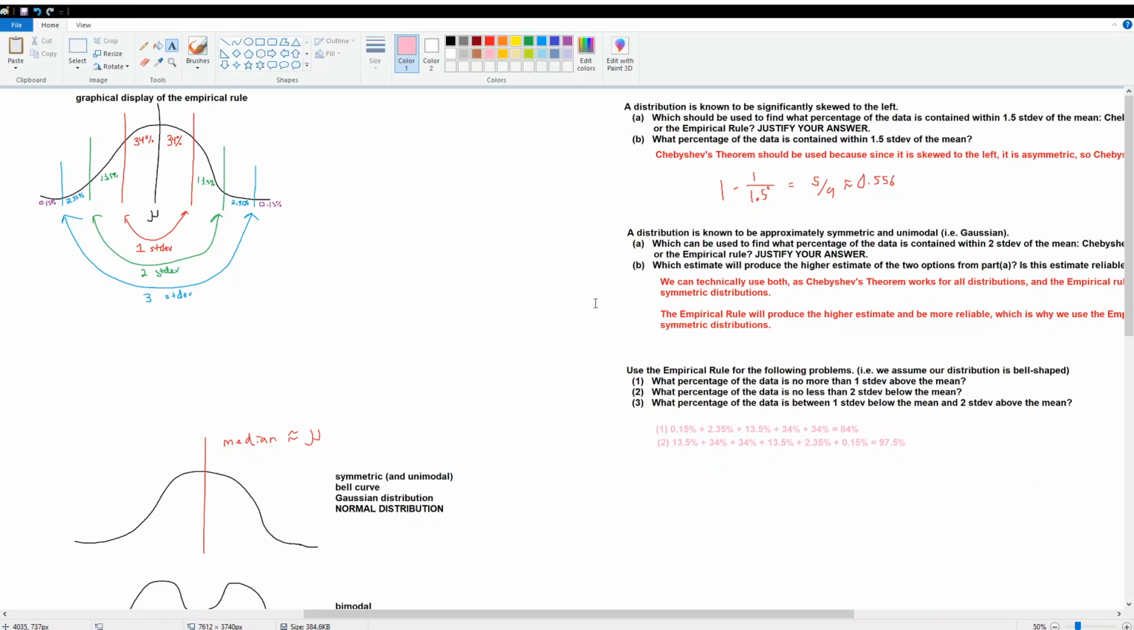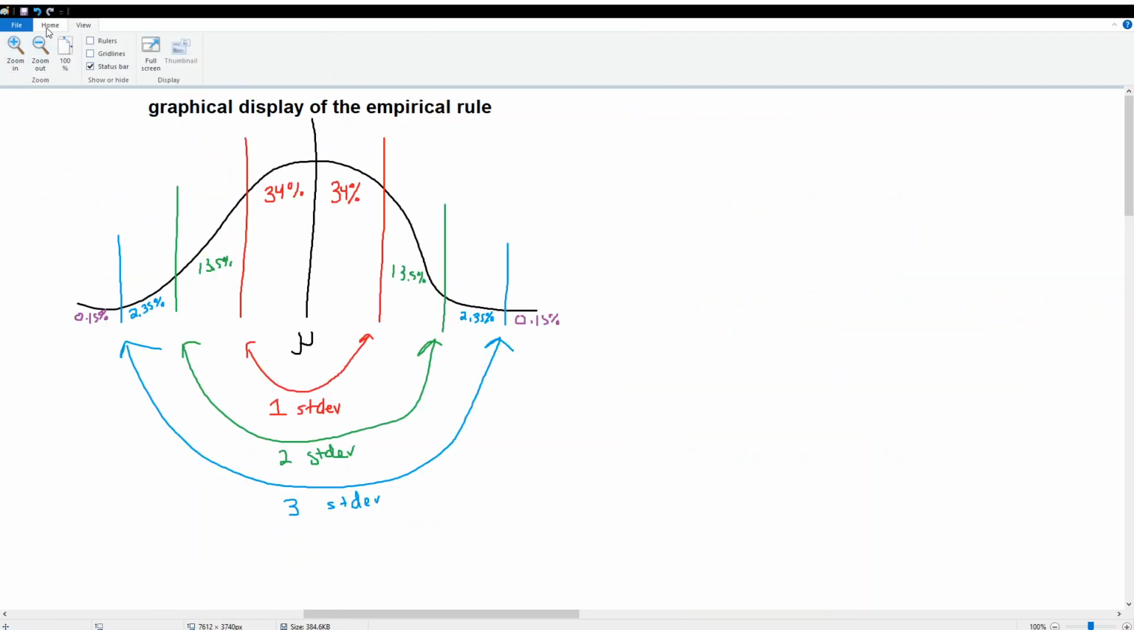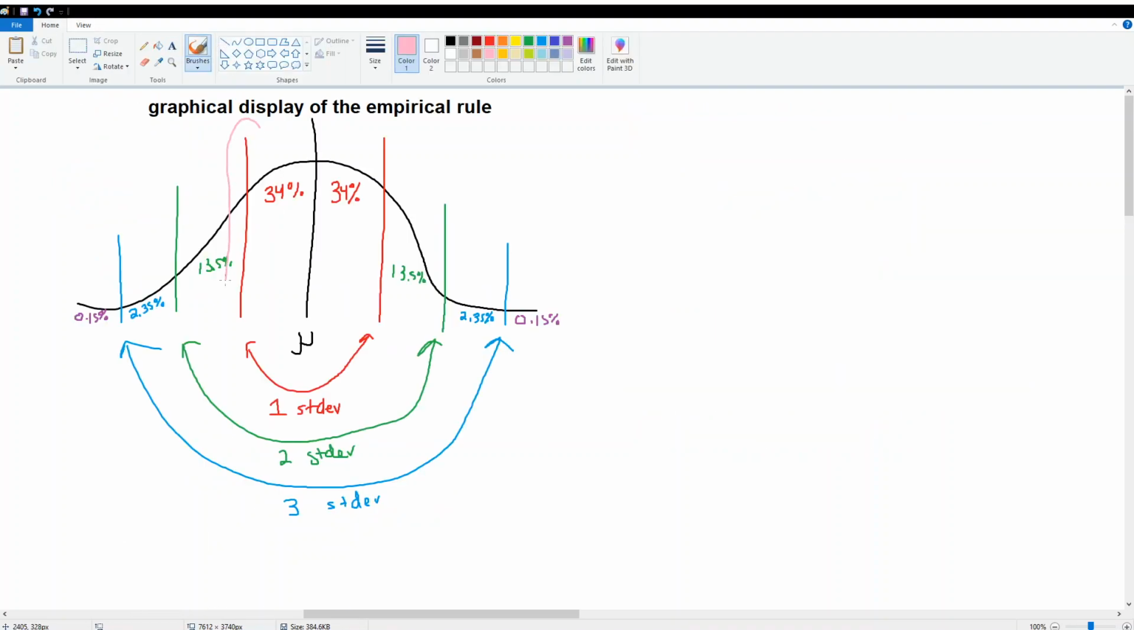Finally, we're asked what percentage of the data is between 1 standard deviation below the mean and 2 standard deviations above the mean. So 1 below is right here, 2 above is right here, so we're going to add up the numbers within these two. So 34, 34, and 13.5.